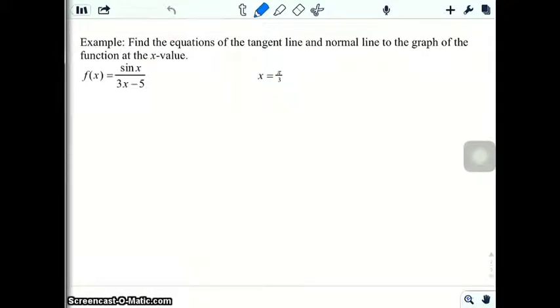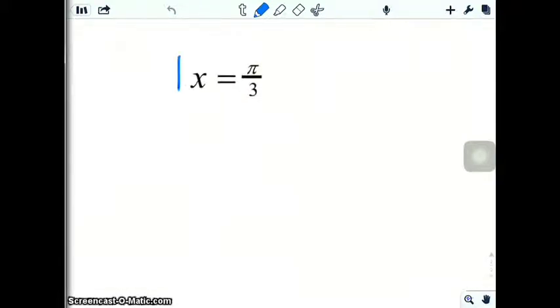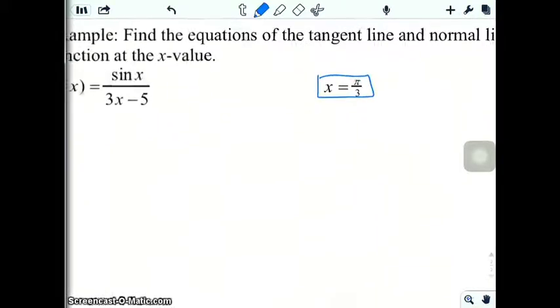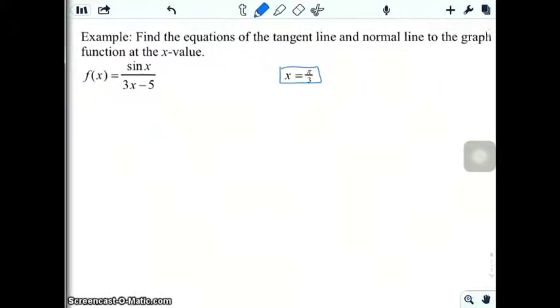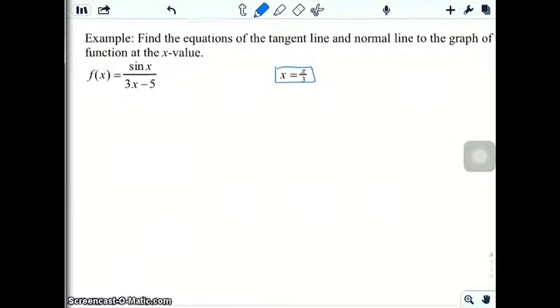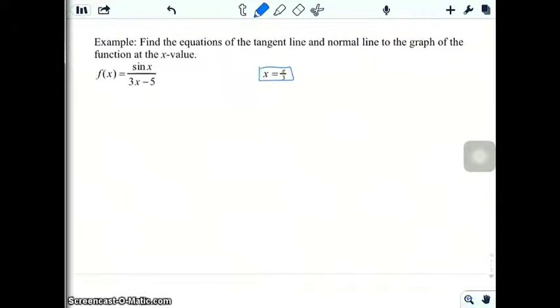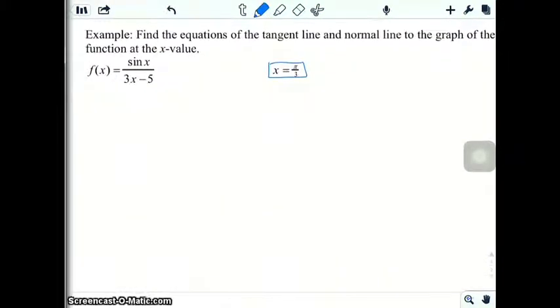So basically this question is, as you can see, find the equation of the tangent line and normal line to the graph of the function at the x value. They've given us this x value right here, which you need to use to find your tangent line and normal line. And remember, we've done this type of question many times. The first thing we need to figure out is at which point the tangent line and normal line intersect the function.